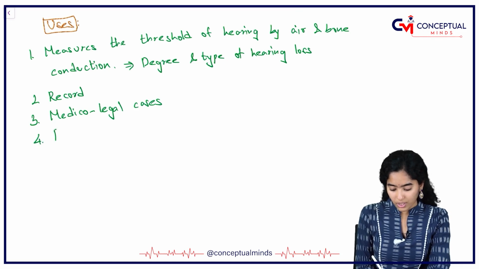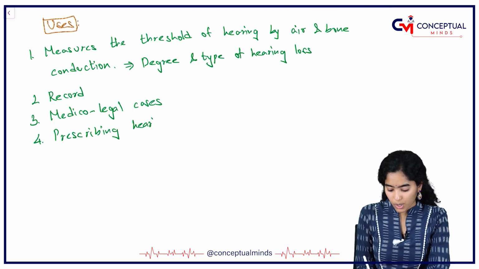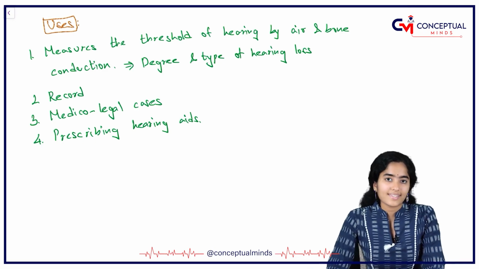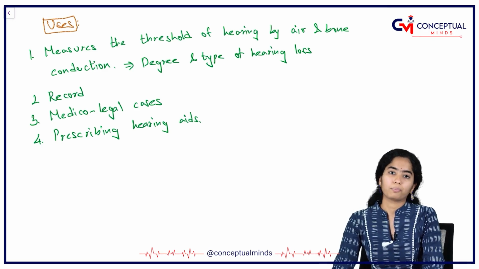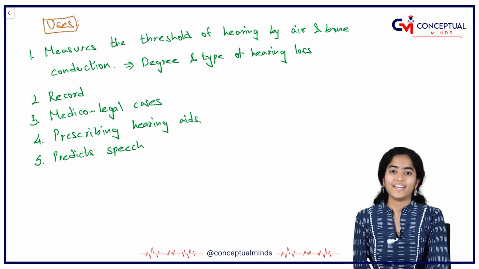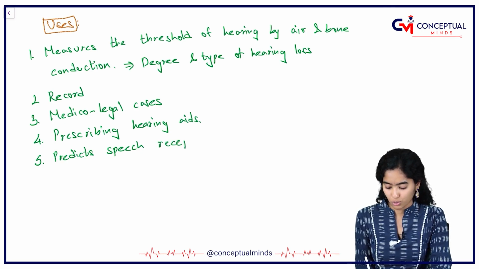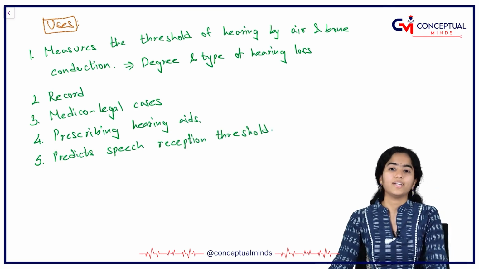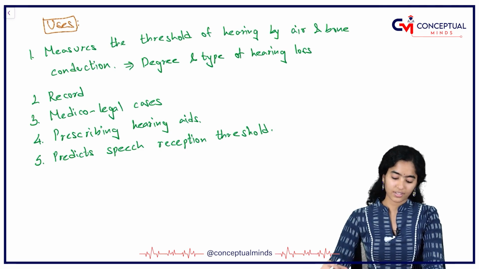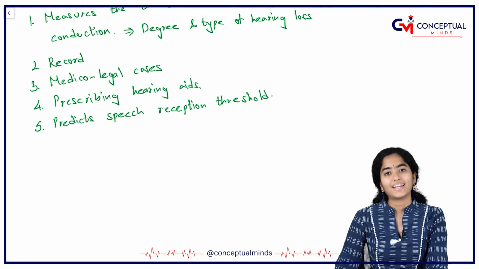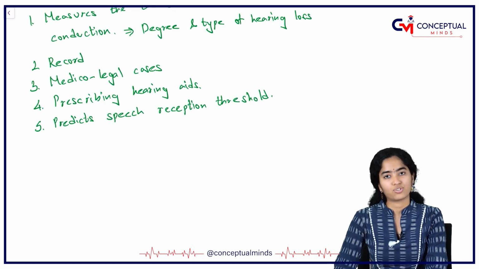It is also useful for prescribing hearing aids. If you want to prescribe hearing aids for somebody, how will you know at what sound intensity you have to prescribe? Based on the results of pure tone audiometry. Next, pure tone audiometry also predicts speech reception threshold. It is usually within the range of 10 decibels. So these are the various uses of pure tone audiometry. With this, I complete pure tone audiometry, and let us learn about further audiometric investigations in the next video.